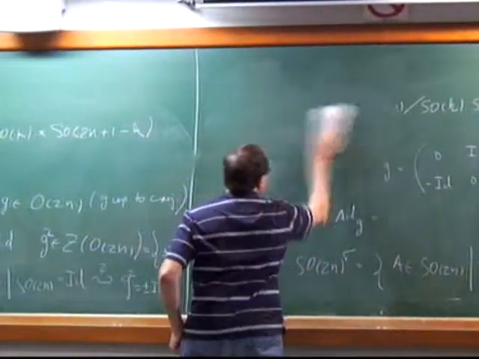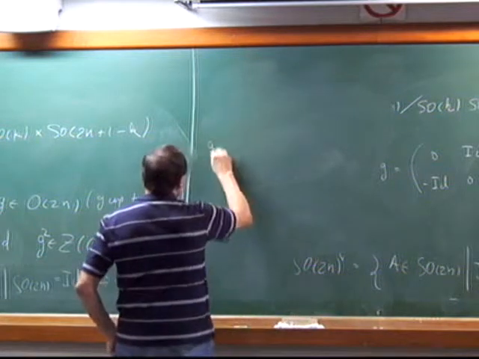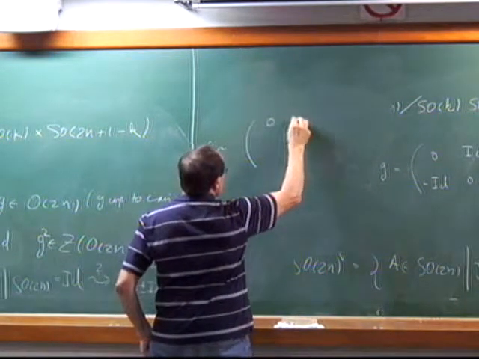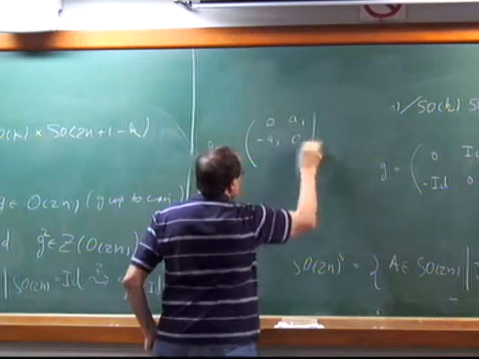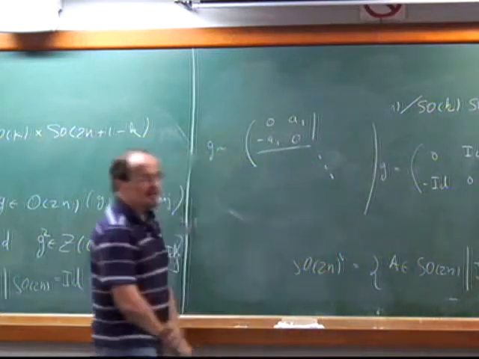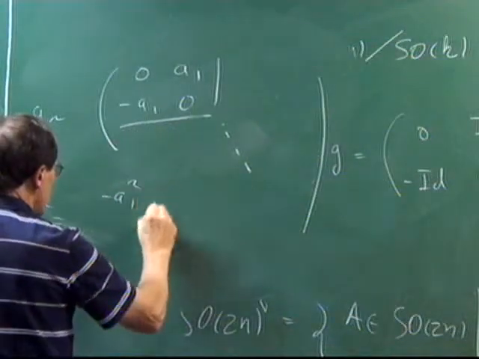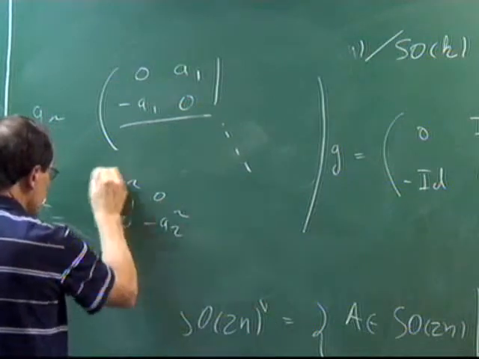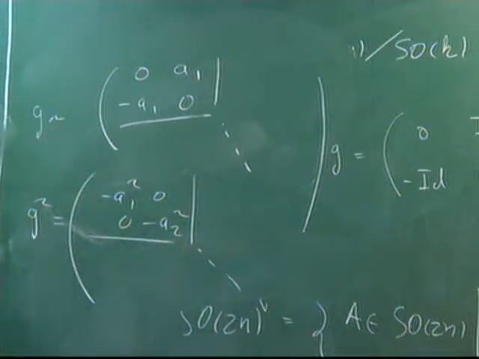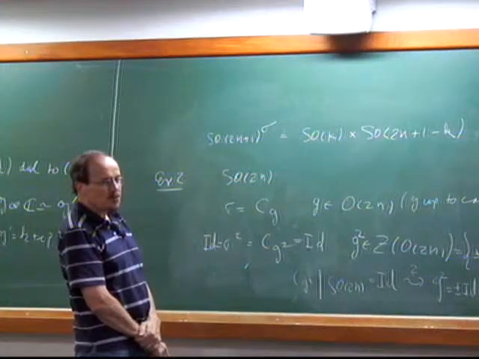We should say that G is conjugate to a matrix of the type 0, A1, minus A1, 0, and so on. And now what's the square? The square is minus A1 squared, minus A2 squared, and so on. But conjugation by G squared must commute with everything in the special orthogonal group.